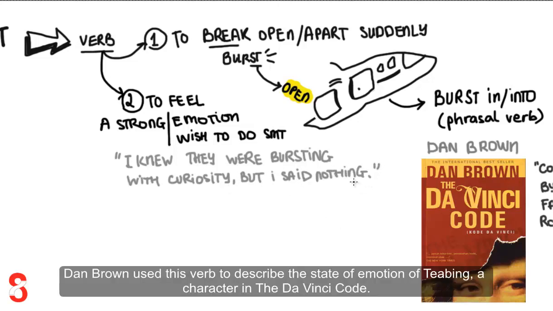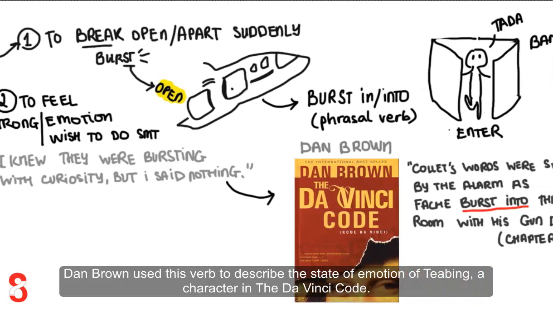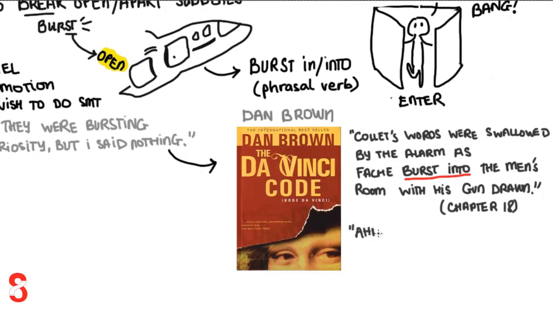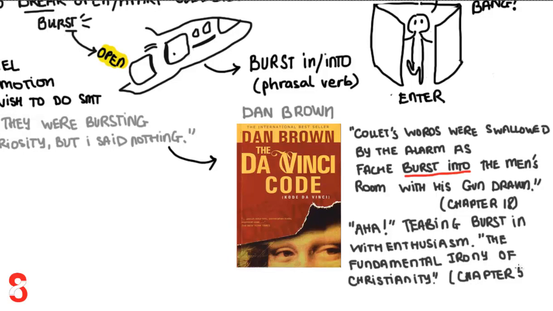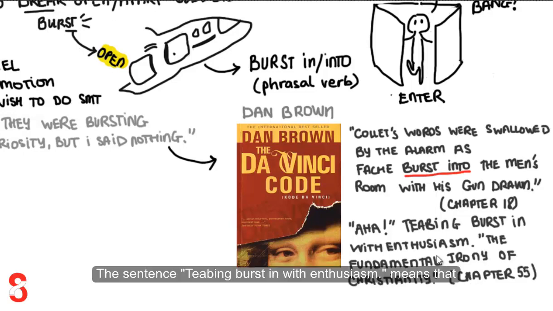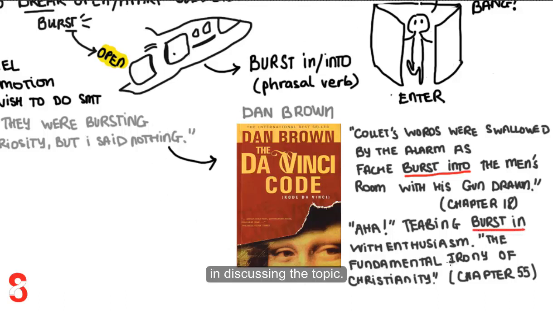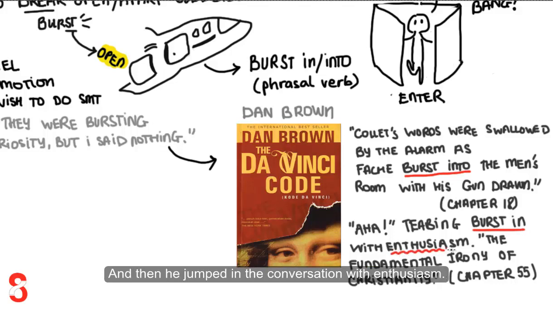Again, Dan Brown used this verb to describe the state of emotion of Teabing, a character in The Da Vinci Code. Aha! Teabing burst in with enthusiasm. The sentence Teabing burst in with enthusiasm means that Teabing was displaying a strong feeling of interest in discussing the topic, and then he jumped into the conversation with enthusiasm.